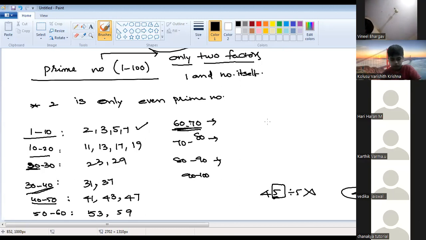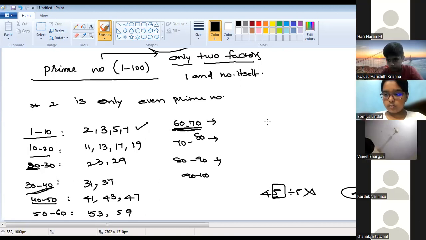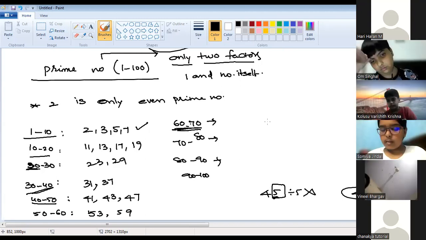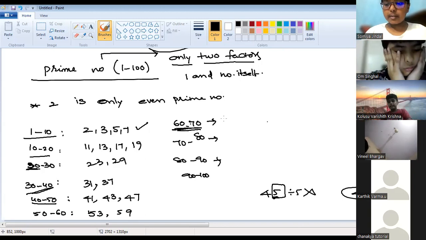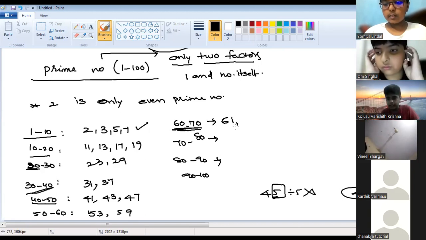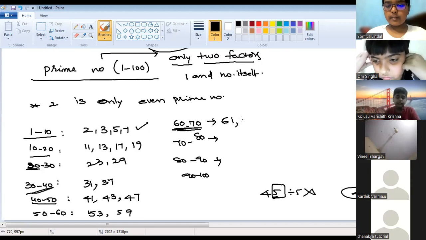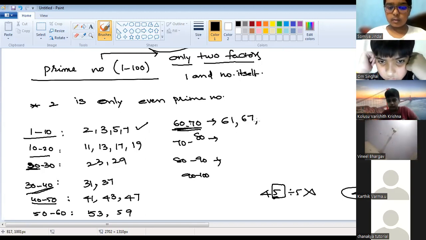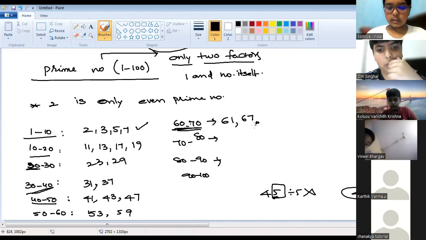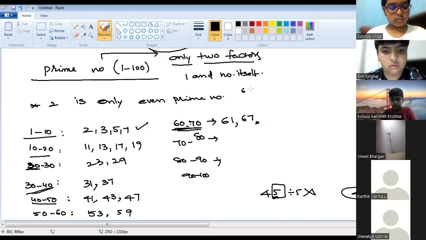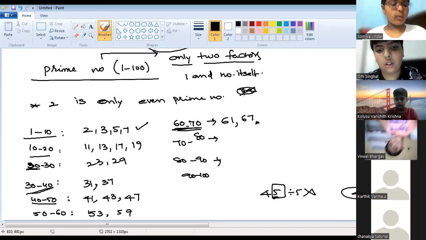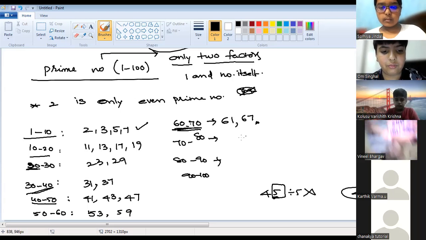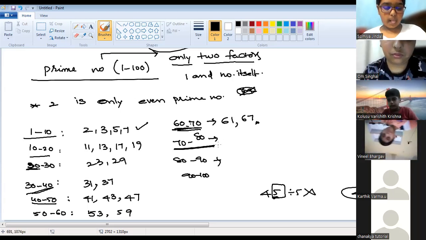Vedika: Ma'am, 61 and 67. Ma'am, 61, 67, 69 also, I think. No, 69 will come in the 3 table because 6 plus 9 is 15. So it won't count. We have only these 2. Only 2. Okay. Between 70 to 80.